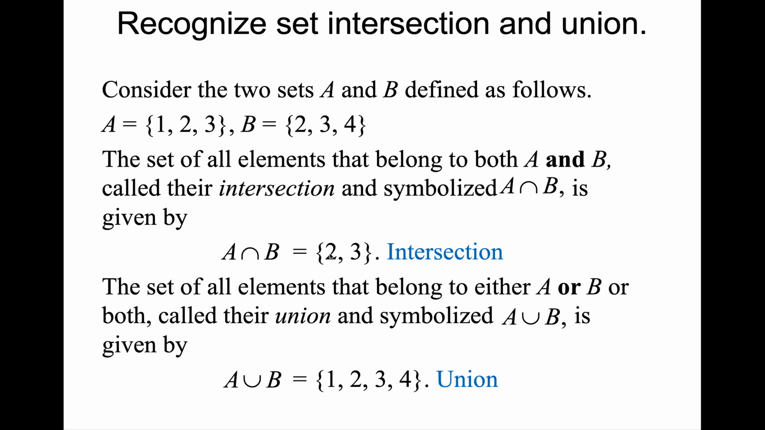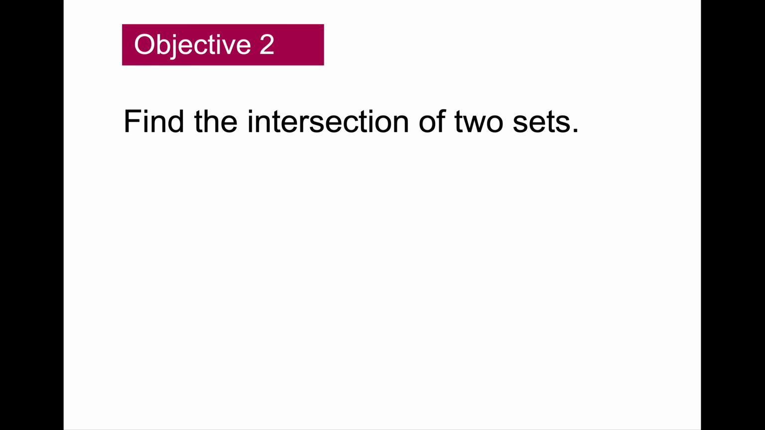If I'm looking for the union, union means and. So you literally read this, A and B is 1, 2, 3, 4. Notice there's a 2 in A and a 2 in B, but I still wrote the 2 just one time. We don't show repeating numbers when we're doing intersections or unions.